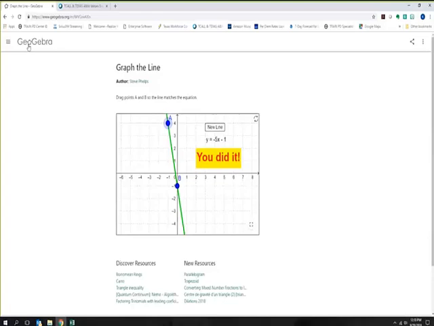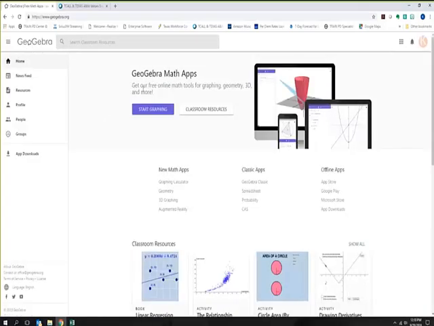Let's go back to GeoGebra, the home site, and I'm just going to put in the search bar dictionary.